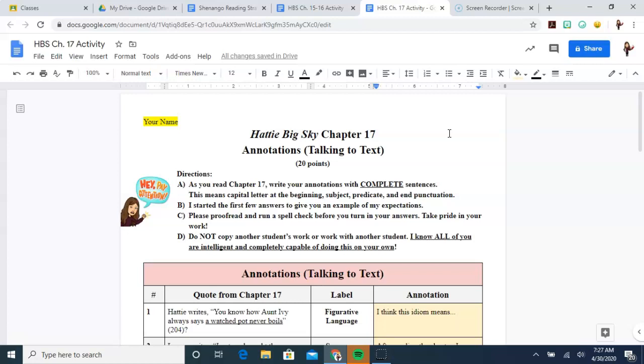Chapter 17 is going to be about an important day in history in 1917, which was National War Savings Day. And you're going to find out what National War Savings Day is, as well as what was going on that day.